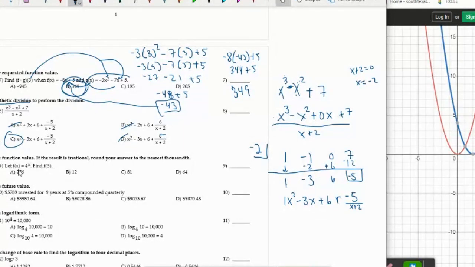Next one. f of x equals 4 to the power of x, find f of 3. Oh, okay, so this is another plug and play. So you're just going to go 4 to the 3, that's 4 times 4 times 4. I believe it's 64, but I'm going to do it. So 4 times 4 times 4. So 64.